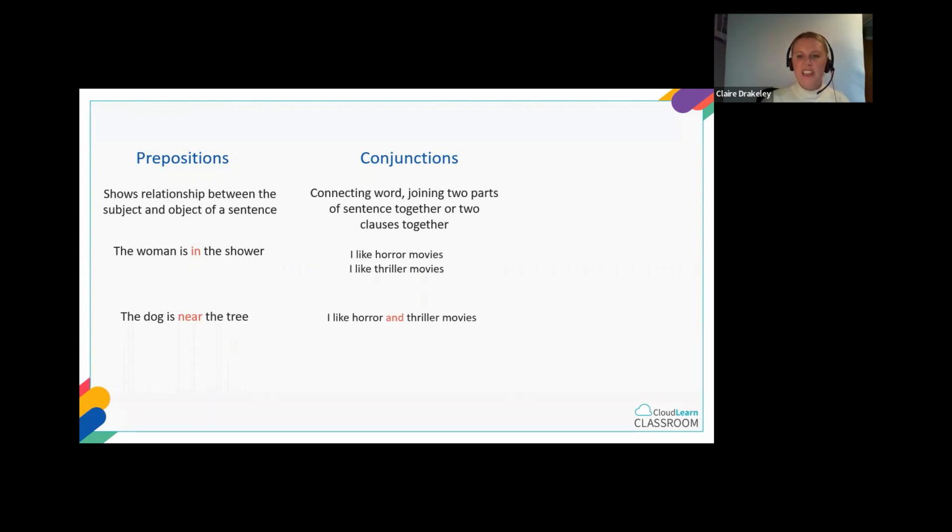Conjunctions are easy to remember, Roger. Yeah, they're the joining words, aren't they? They're the and, but, also, however. Yeah, words like that. They are easy to remember. I like conjunctions. And lastly, thirdly, we have interjections.